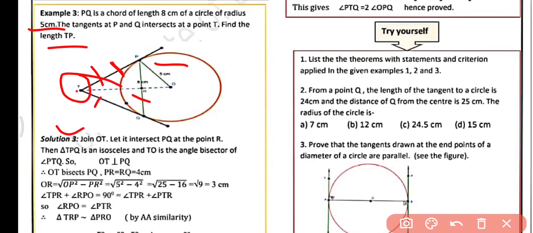We need to find the length of this tangent. So first of all, join OT, that is the line joining the exterior point to the center of the circle. Now let it intersect PQ at point R. So here it is R. Now you can see TPQ is an isosceles triangle. Why is this so? You know the lengths of tangents drawn from an exterior point to the circle are equal. So TPQ is an isosceles triangle, and TR is the angle bisector.